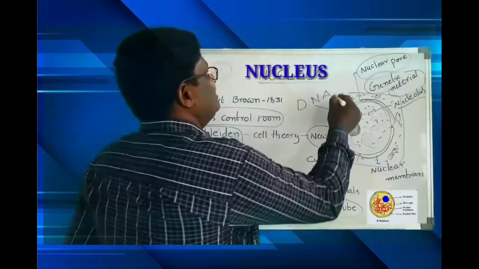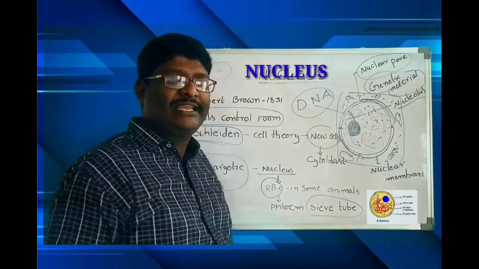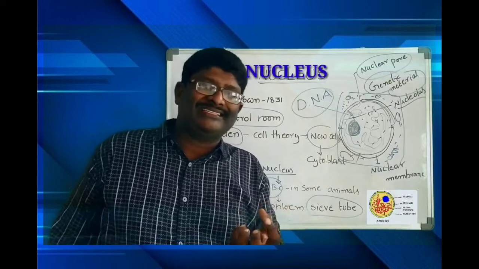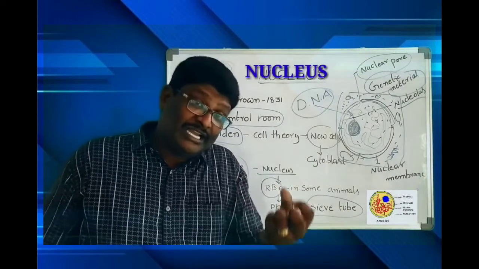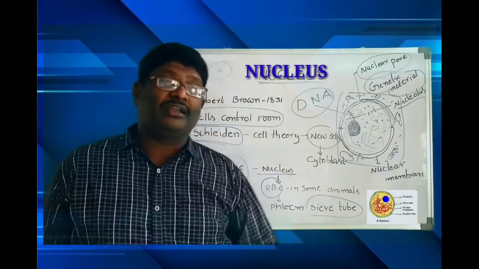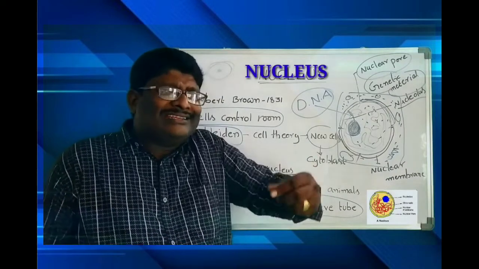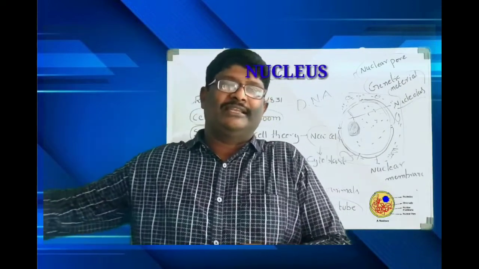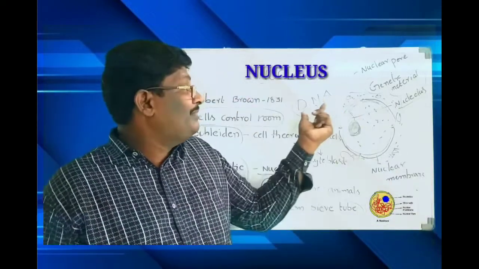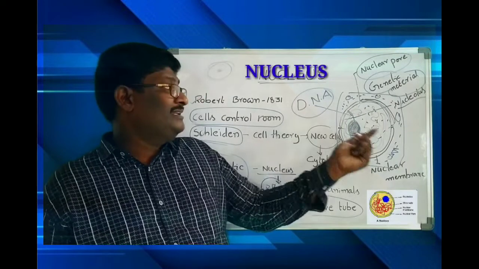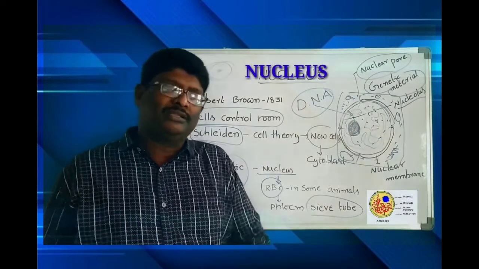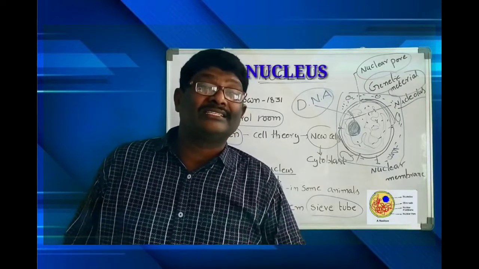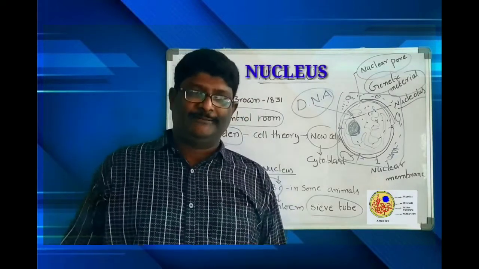Because of this DNA. The DNA has the characteristics of that living organism. So the characteristics are passed on from one generation to another generation. Such material is present in the nucleus. So that's the reason the nucleus is one of the most important cell organelles compared to the rest.